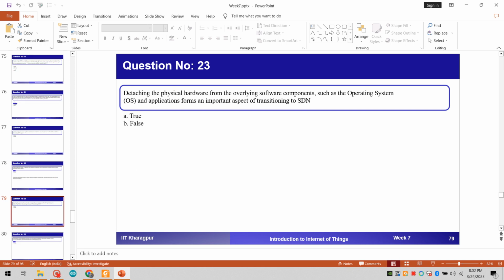Next question: detaching the physical hardware from the overlying software components such as the operating system and the applications forms an important aspect of transitioning to SDN. Options are true or false.